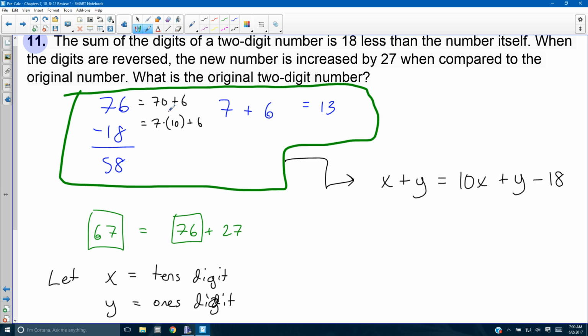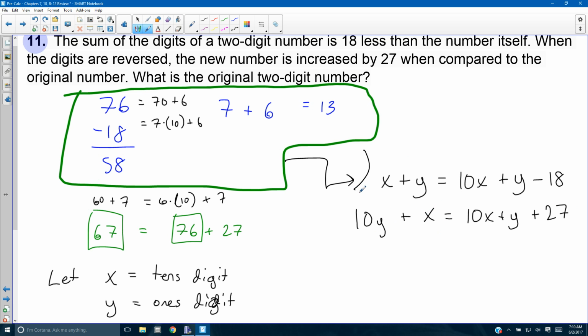Now when I reverse the digits, so when I do 67, which is 60 plus 7, 6 times 10 plus 7, that's taking y and multiplying it by 10. 10y plus x. When I reverse the digits, this new number is 27 larger than the original number. So the original number, 10x plus y, I'd have to add 27 to that number in order for this thing to even match up with the new number here.